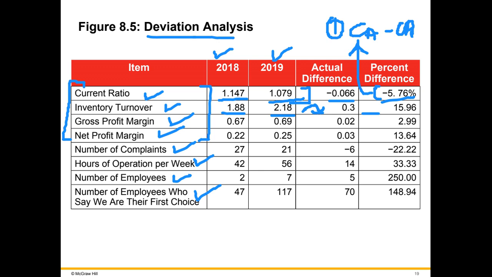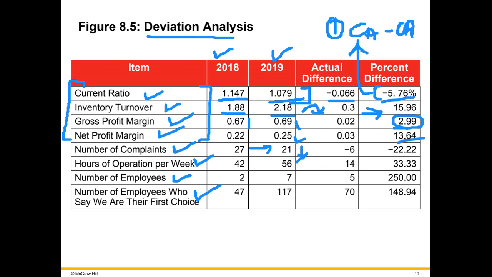Gross profit margin was little in 2018, and that has increased like 2.99%. That's also a positive sign. Net profit margin has also increased like 13.64 margin. This is also a good sign. Similarly, the number of complaints has decreased. This is also a very positive sign.